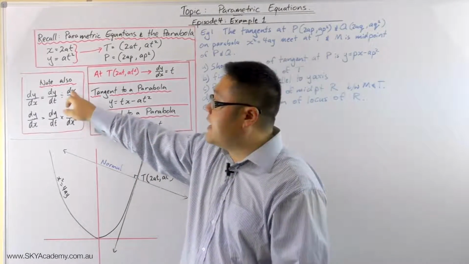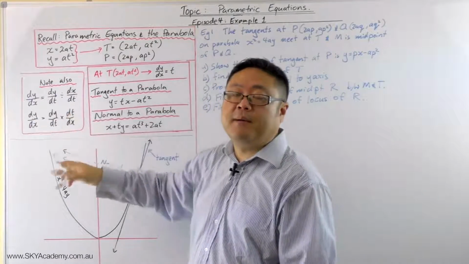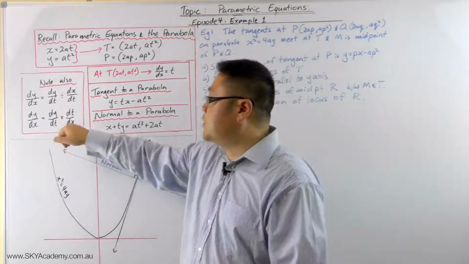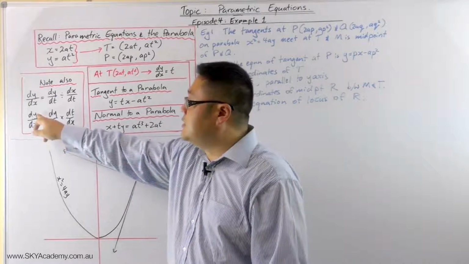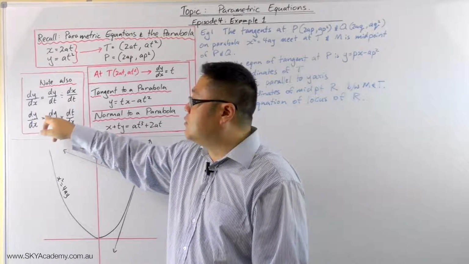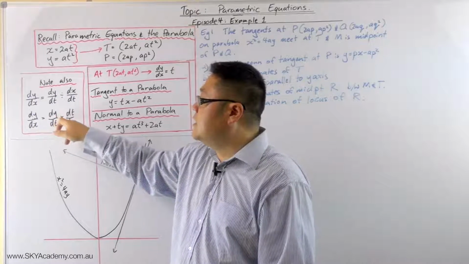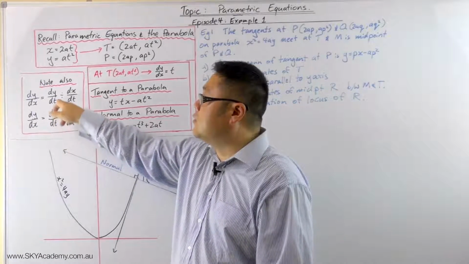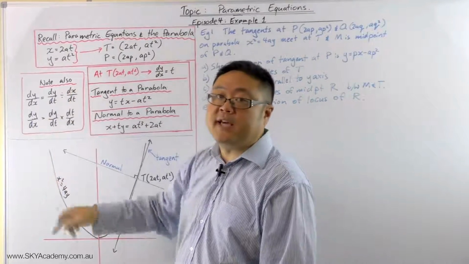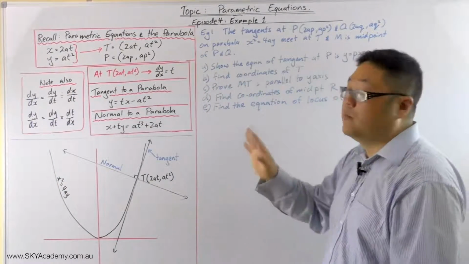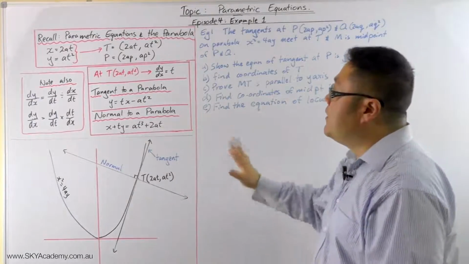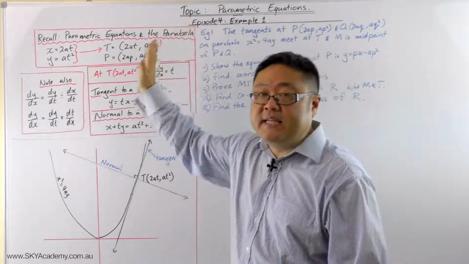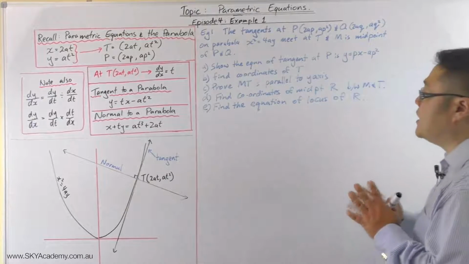The way you find that is by using the chain rule, which is dy/dx equals dy/dt times dt/dx, or dy/dt divided by dx/dt. We basically worked that out, so that is what we did on parametric equations in a nutshell.